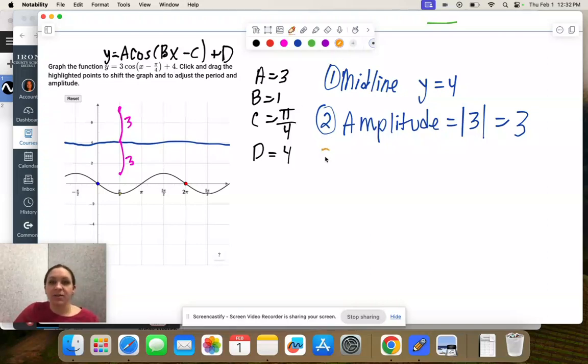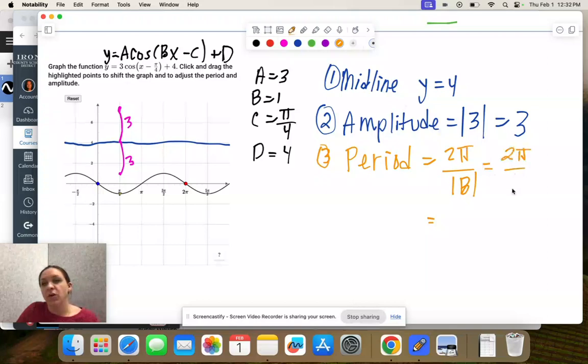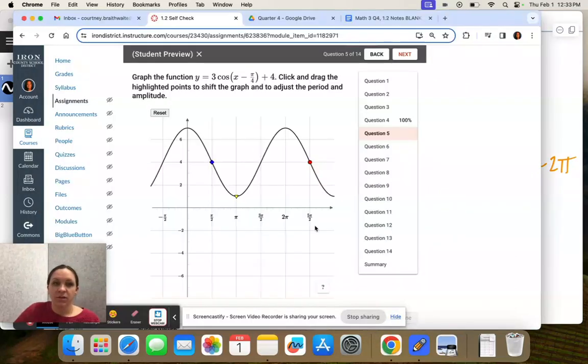Okay, next step is the period, which equals 2 pi over the absolute value of b. Oh, well, b is 1. So 2 pi over 1, which is just 2 pi. So our period is 2 pi. I'm going to look at what we have here. If I'm at my maximum, to our other maximum is at 2 pi. So we're going 0 to 2 pi. I don't have to move anything. Our period is perfect as it is. Hasn't changed.